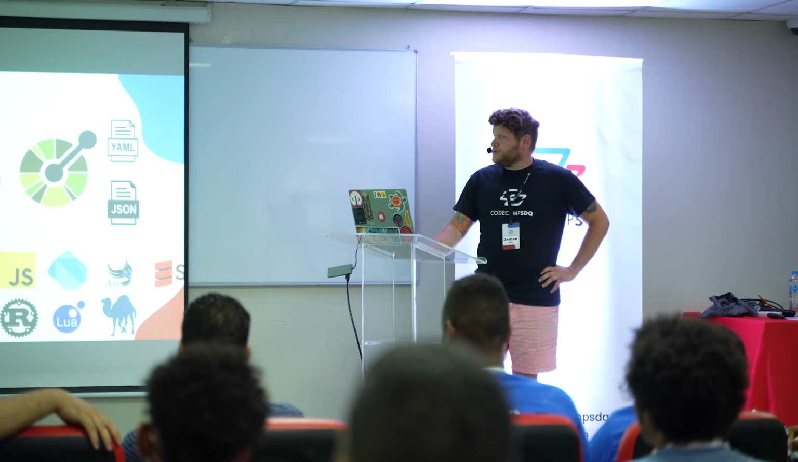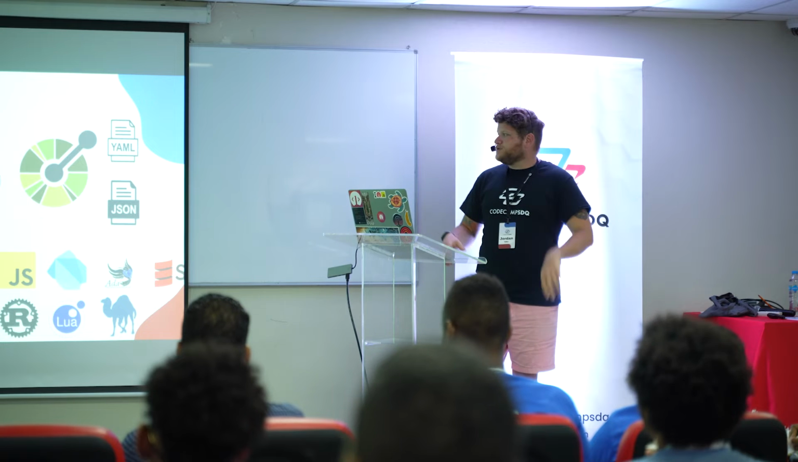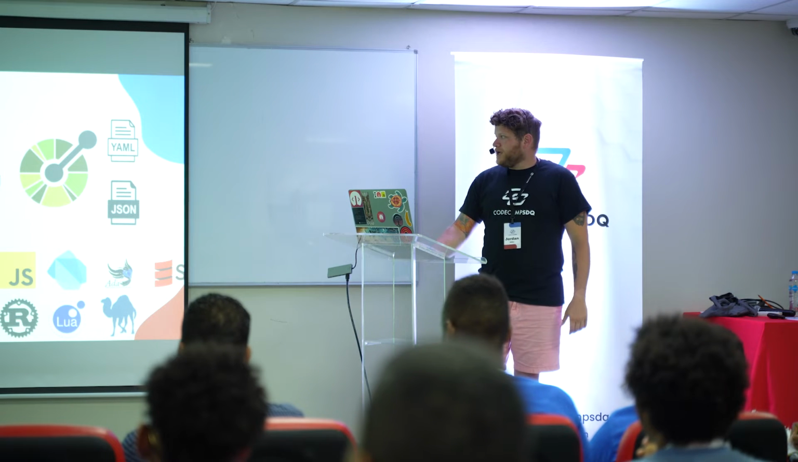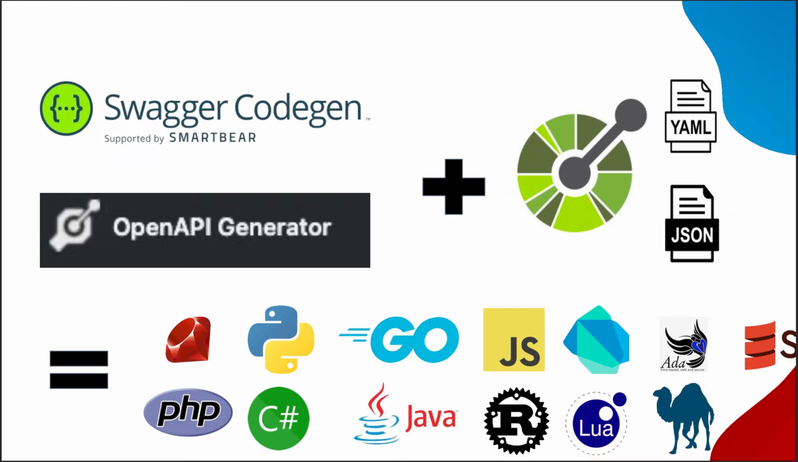Swagger CodeGen is another tool. They're forks of each other, so they're very much related. We went with OpenAPI generator. And that results in API client libraries for all sorts of languages: Ruby, Python, Go, Perl, Lua, Ada, Scala, C#. Anything you can think of, it's there.